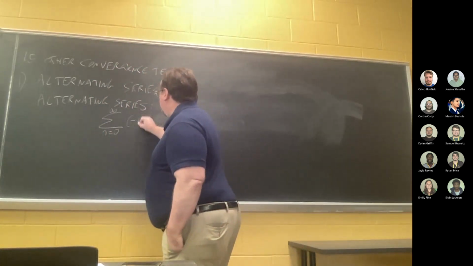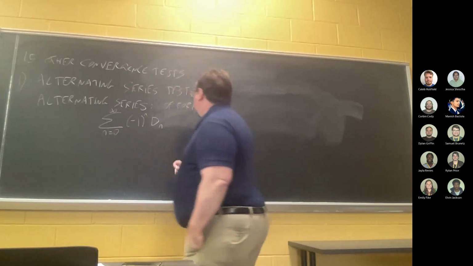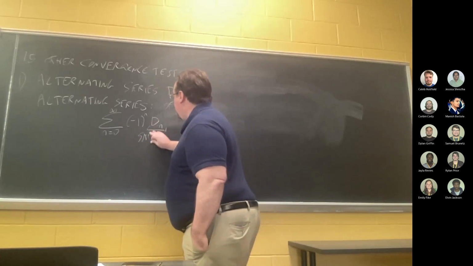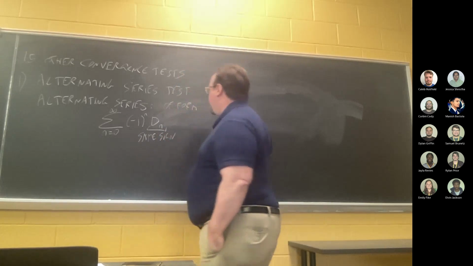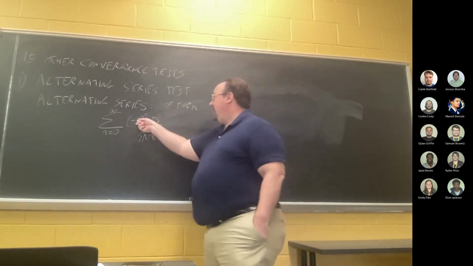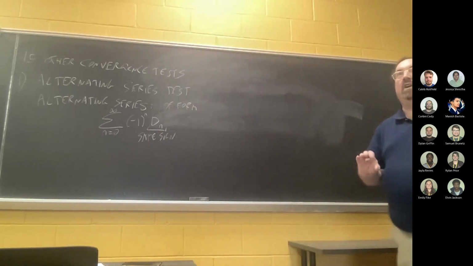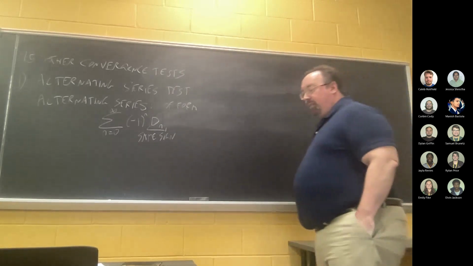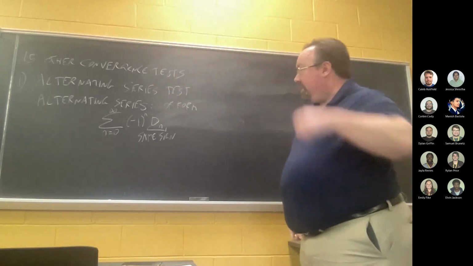And we have -1 to the n times some number bn, where these have to all be the same sign, either all positive or all negative. And then by multiplying by -1 to the n, that causes the terms of a series to be alternating in signs. That's where the name alternating series comes from. Okay. All right.